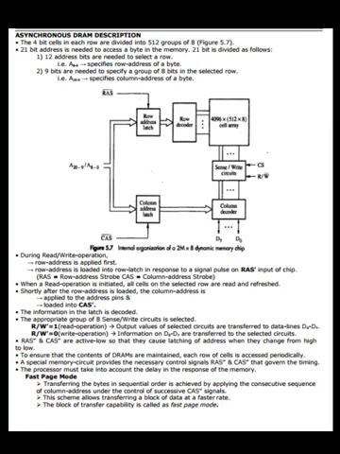Now let us see fast page mode. Transferring bytes in sequential order is achieved by applying a consecutive sequence of column addresses under the control of successive CAS' signals. This scheme allows transferring a block of data at a faster rate. The block transfer capability is called fast page mode.